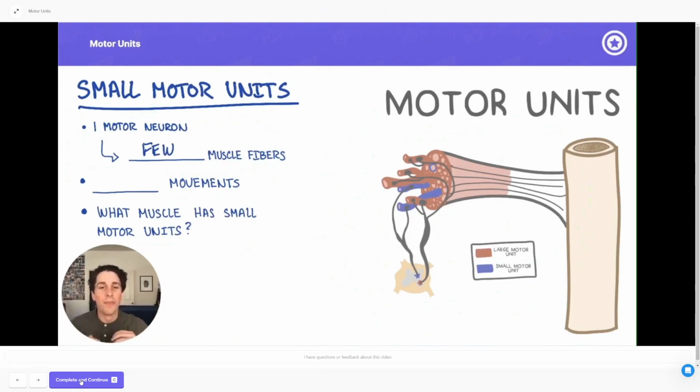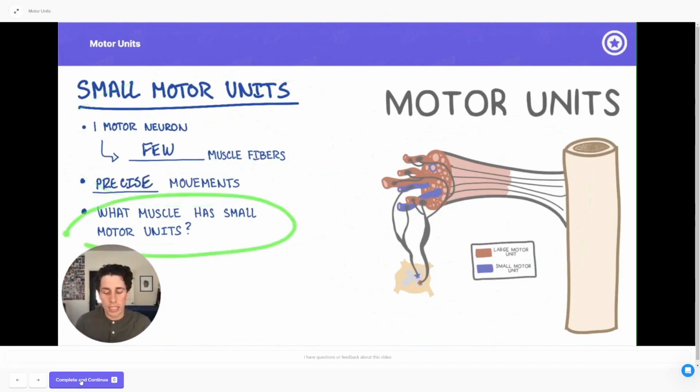Pause the video if you need to. But these are actually going to be more precise movements because it's just a few muscle fibers. It's not a lot. And so these are going to be very precise movements. Let's go ahead and write that in. So precise.